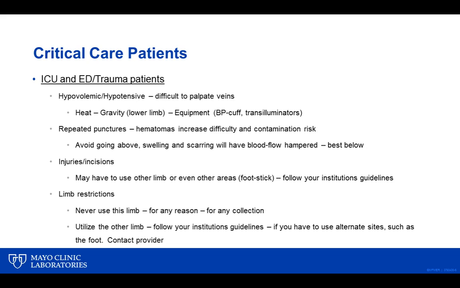Critical care patients, like in the ICU, the ED, trauma patients, we have to worry about different things when it comes to them. A lot of times it's difficult to palpate veins there. So we use different things like heat, even gravity. We use that to our advantage. We use different equipment like blood pressure cuffs. There's different techniques you can use there. Transilluminators, vein finders, everybody calls them. If you have one of those, sometimes they come in handy.